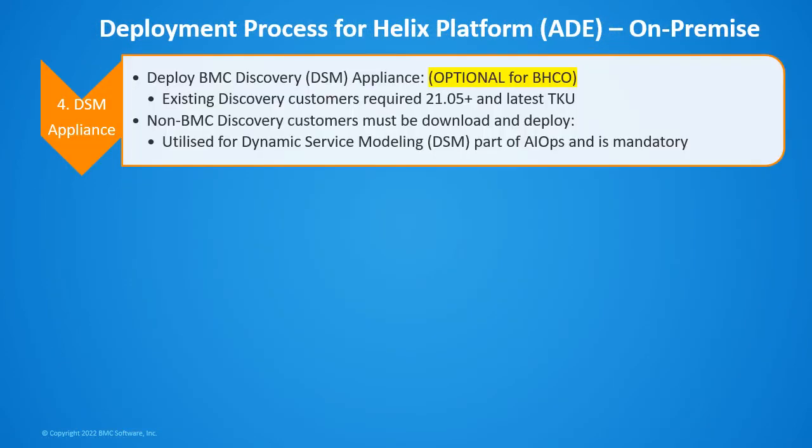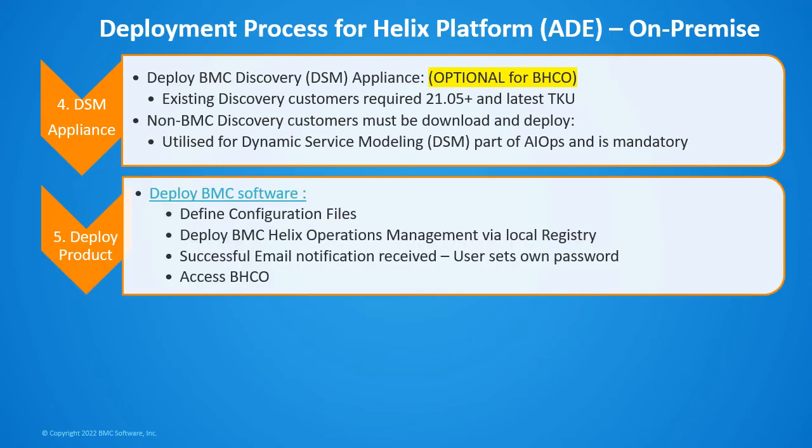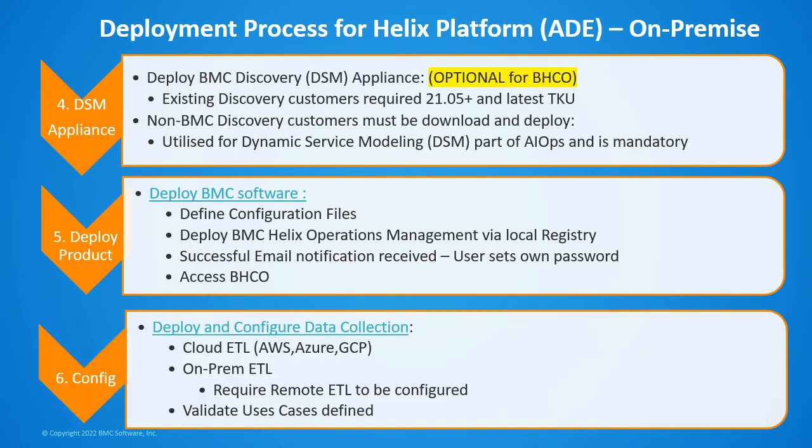Step 4 is an optional step, which is to deploy the BMC Discovery appliance. Step 5 is once you configure your files, the configuration files, and I will provide a demo of the installation process at the end of the presentation. You will deploy the BMC Helix Operation Manager, and when your installation is successful, you will receive an email notification where you can set the username and passwords. And then once that's done, you can access BMC Helix Capacity Optimization.